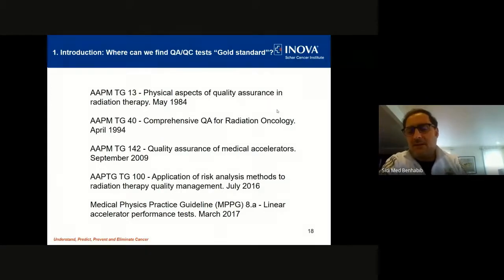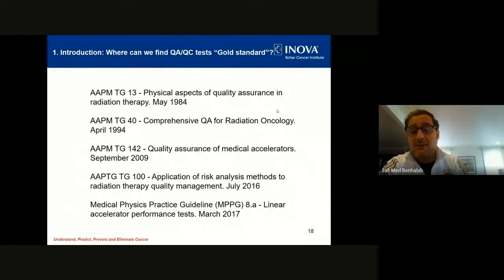AAPM TG100 is a very good paper that was published in 2016. Basically, it trains physicists to think about failure modes and how we can address them. We can pick anything we do in the clinic, for example, just regular IMRT treatment for head and neck, and then check what errors can happen for this specific technique. And I would definitely recommend everybody to check AAPM TG100.